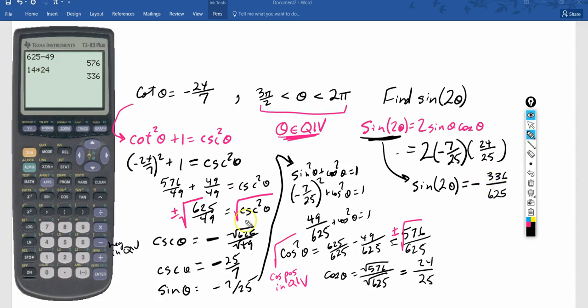And I don't think that that reduces. No, it doesn't, because 625 is 25 squared, so it's 5 to the 4th. So it will not reduce. And so that is the answer to our problem. And that ends the video.